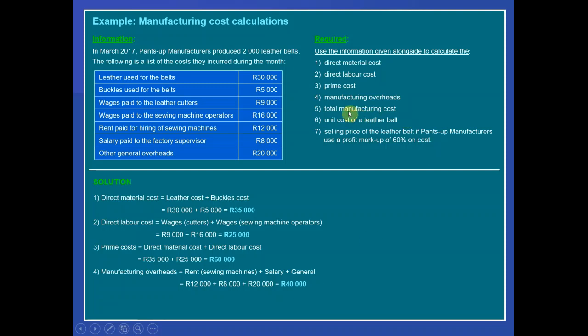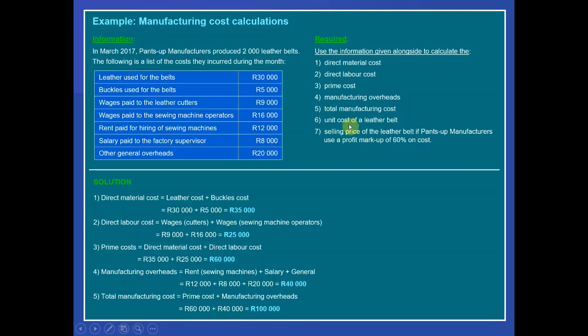Now we're in a position to calculate the total manufacturing cost, which we know by definition is simply the prime cost, which we calculated in 3, plus the manufacturing overheads, which we calculated in 4. So we have to add the 60,000 plus the 40,000, which will result in 100,000 rands worth of manufacturing costs.